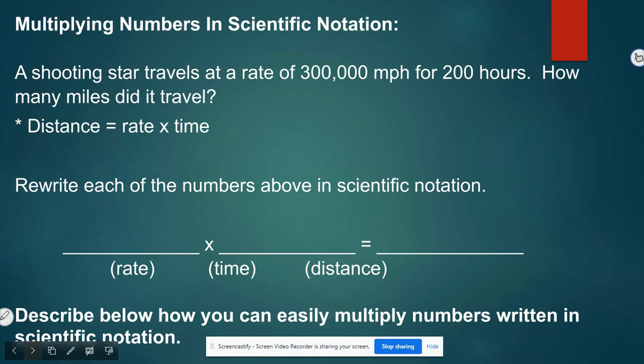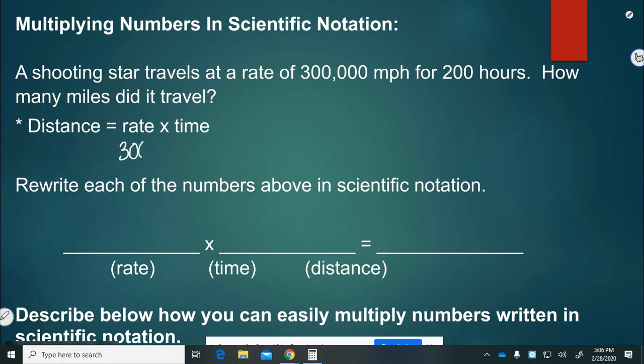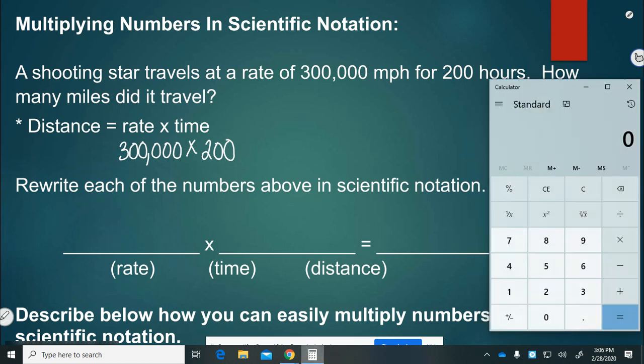So now we have multiplying numbers in scientific notation. A shooting star travels at a rate of 300,000 miles per hour for 200 hours. How many miles did it travel? Remember, distance equals rate times time. So to find the distance, I would have to do the rate, which is 300,000, times the time, which is 200 hours. And if I use my calculator to do that, 300,000 times 200 is 60 million.